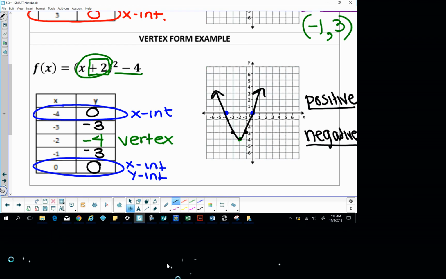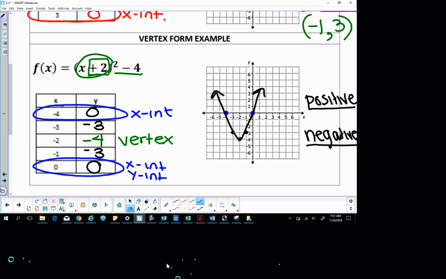So between what two x values, the easiest is to figure out, okay, between what two x values is the function negative? Who can raise their hand and tell me between which two x values is the function negative? Anyone want to give it a try? Between which two x values are the y's negative?